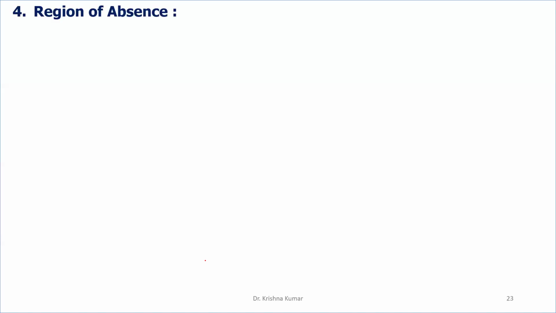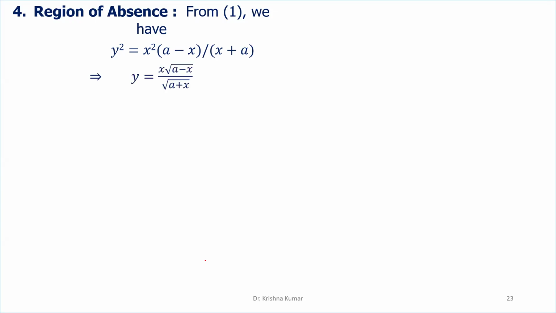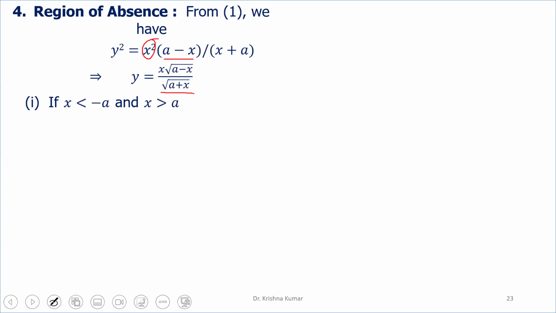Now, what is the reason for the absence of the curve? From equation number 1, we have y square equal to x square into (a minus x) upon (x plus a). So what is the value of y? y is equal to x, if we take the root, x square gives x, root over (a minus x) upon root over (a plus x).